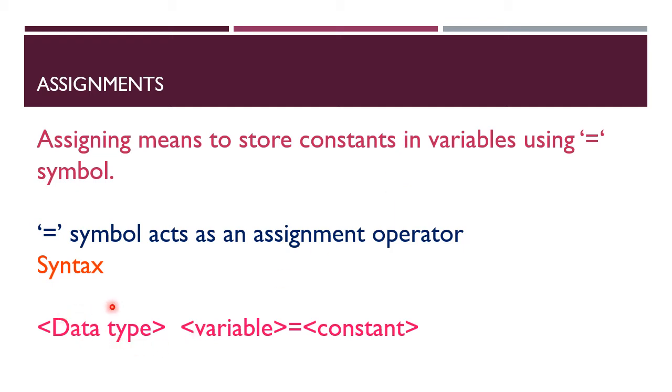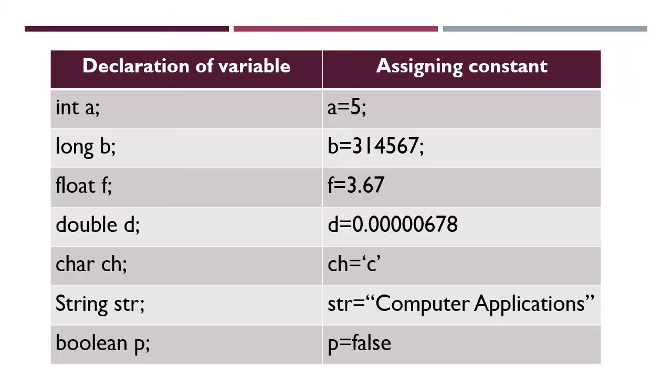The syntax for using the assignment statement is, first you have to write how you declare the variable, data type followed by space and then the variable name, then the equal to symbol and then followed by a constant. In this way you have to write the assignment statement. Let us see examples: declaration of variable and assigning a constant.